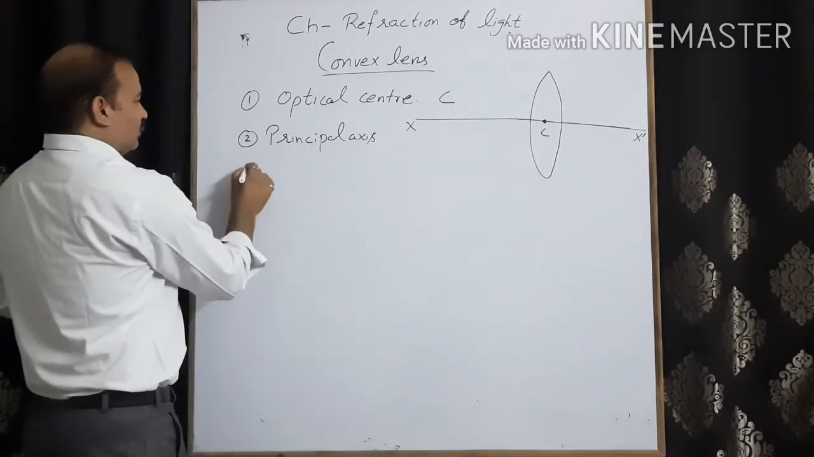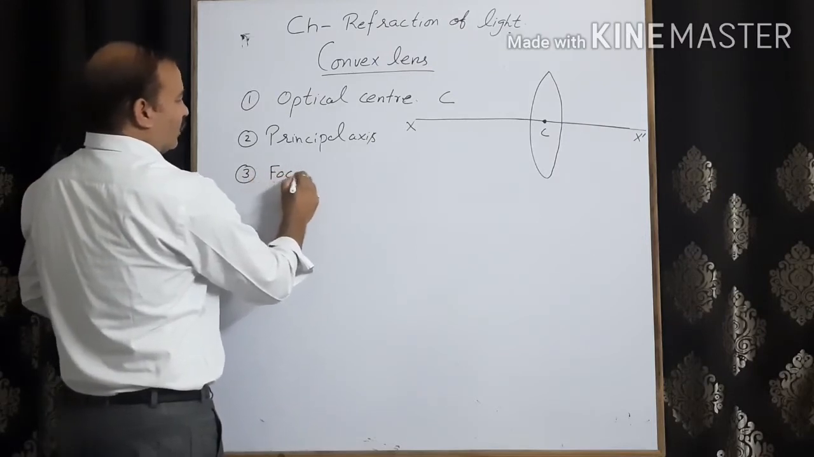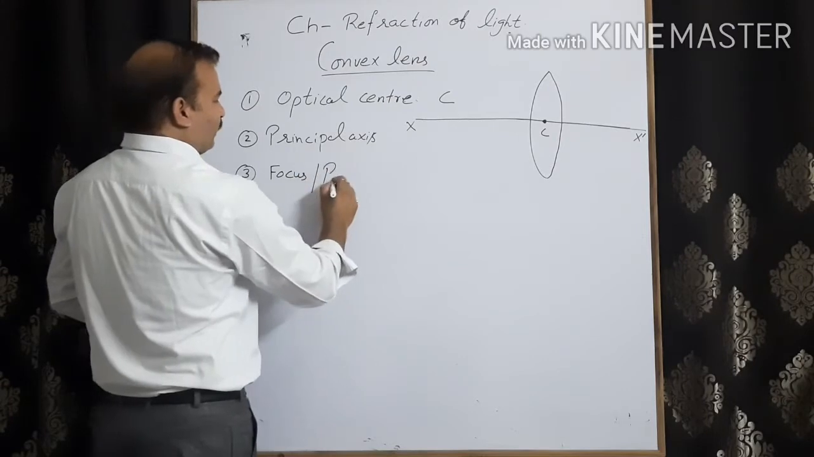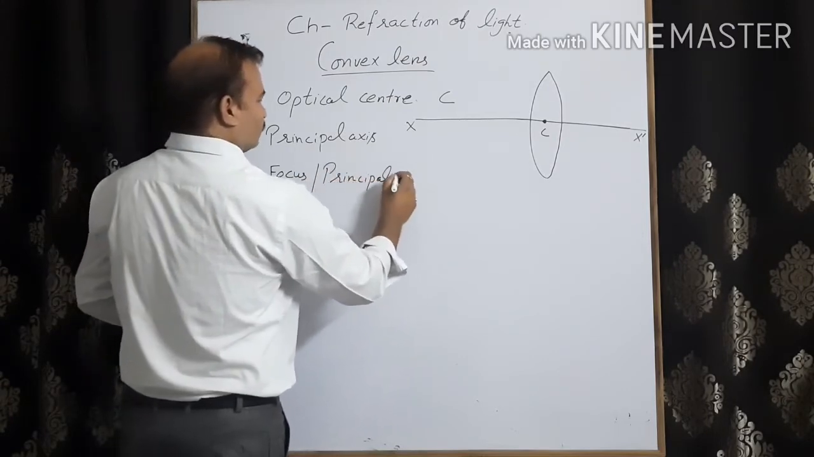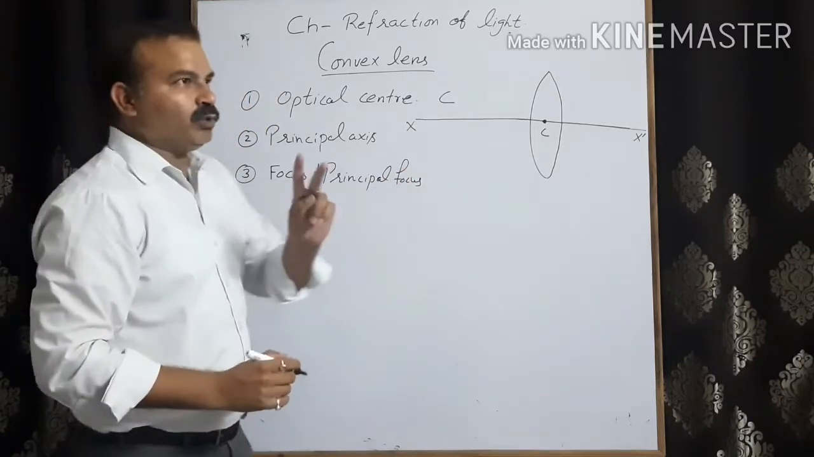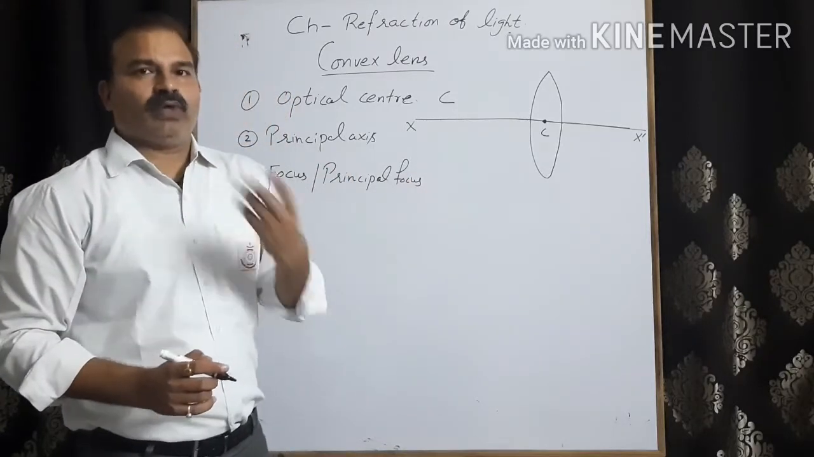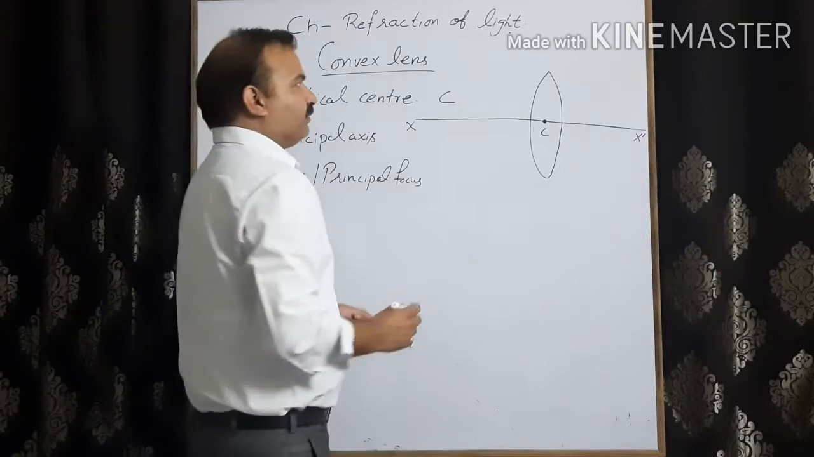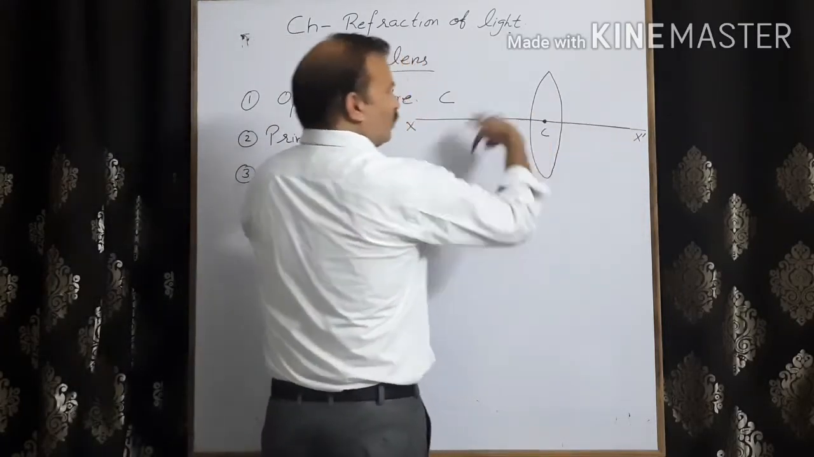Now, third is the focus, either focus or principal focus. First of all, let me tell you there are two focus points in a lens, so basically that is plural, we call foci. Now, one is on the right side, one is on the left side.